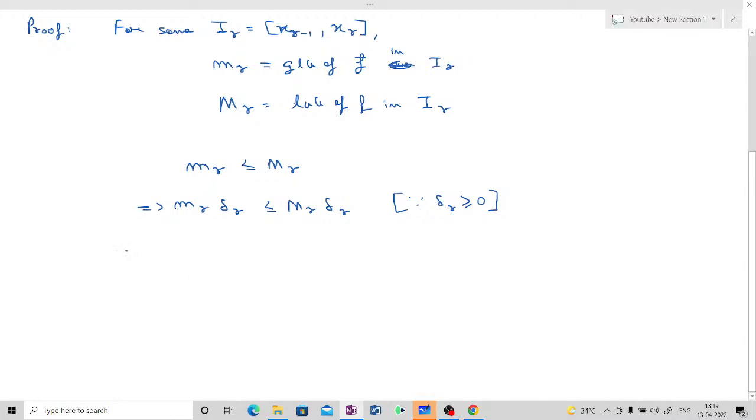If so, then we can also take the summation of either of these, and the inequality still holds, right? So you have summation r equals 1 to n of m_r delta r is less than or equal to summation r equals 1 to n of M_r times delta r, and this is the lower Riemann sum of the function over P. This is the upper Riemann sum of the function over P. So this implies L(f, P) is less than or equal to U(f, P). So this was a very simple proof. The next proof is also very simple.